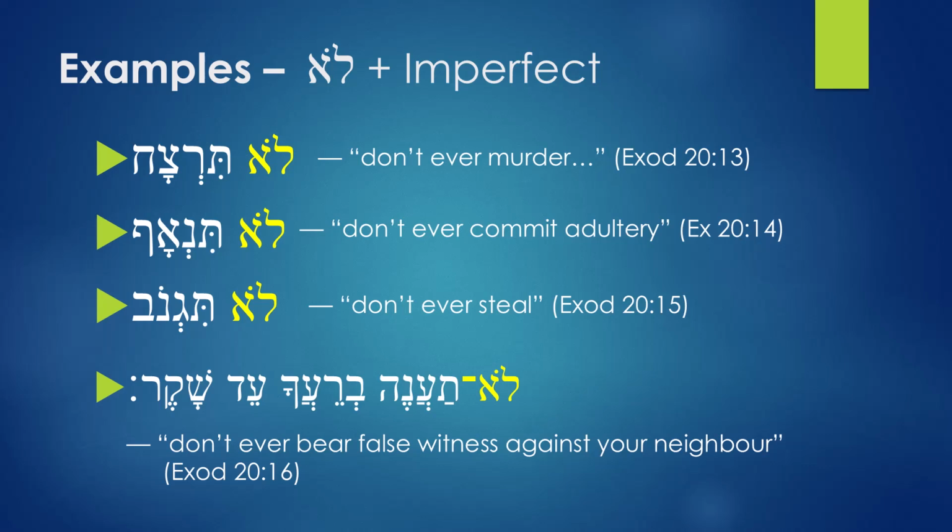You have lo tinaf. You have lo, the prohibitive particle, and you have tinaf. Tinaf is coming from naaf, to commit adultery. Now you have lo plus tinaf, so you have a prohibition plus imperfect verb. In this case, the translation becomes don't ever commit adultery. But the English just says don't commit adultery. In the Hebrew, it says don't ever commit adultery because you have prohibitive lo plus the imperfect.